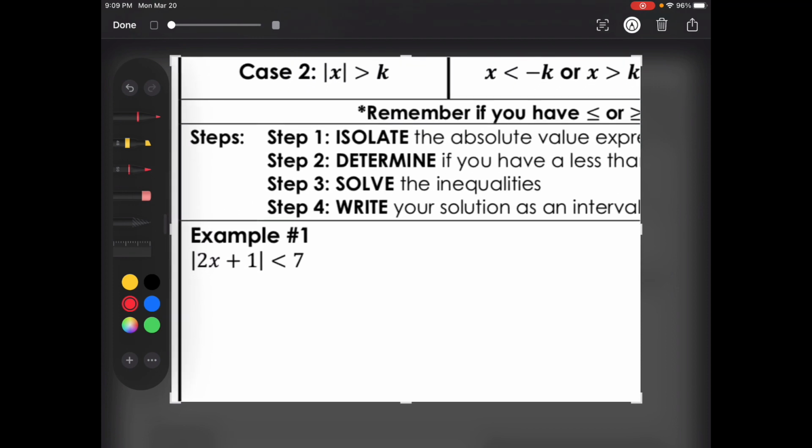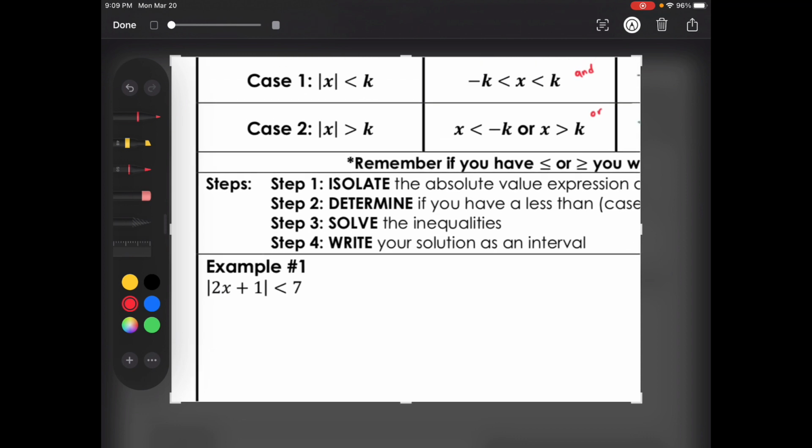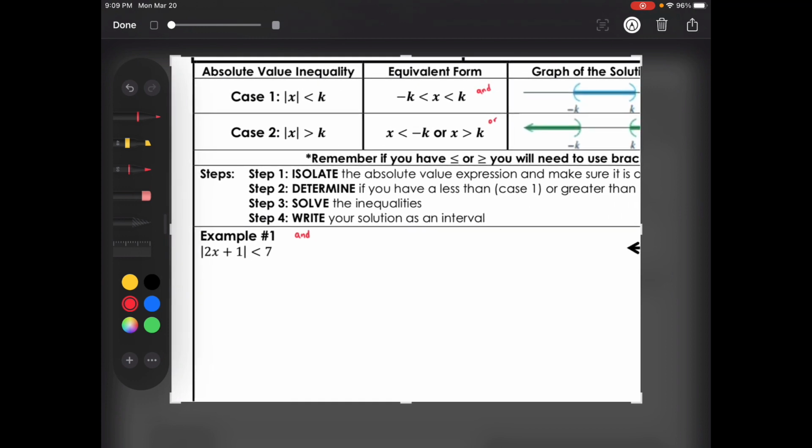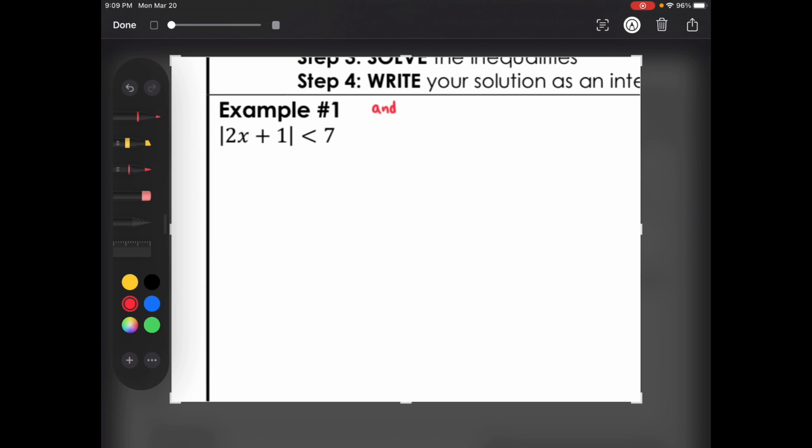So here you can see that our absolute value is by itself, which is what we want, and we look at the inequality here. So as we can see, the inequality is case 1. It's less than, so it's going to be an "and" inequality, okay? So let's go ahead and solve it. We're going to have to solve it two separate ways, okay? Because an absolute value equation represents the positive and the negative side. So here's what you're going to do.